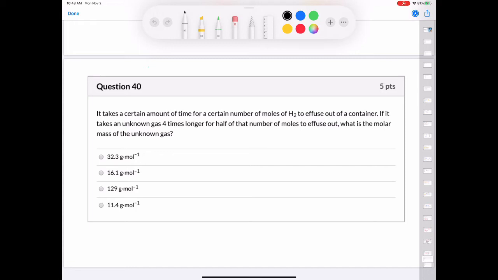Okay, question 40. It takes a certain amount of time for a certain number of moles of hydrogen to effuse out of a container. If it takes an unknown gas 4 times longer for half that number of moles to effuse out, what is the molar mass of the unknown gas?